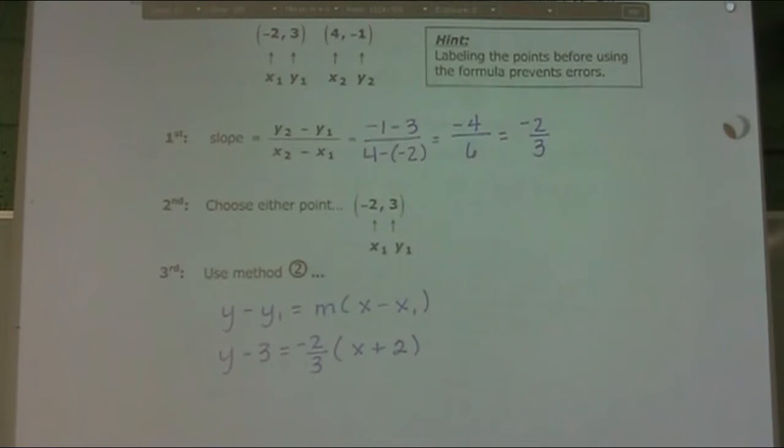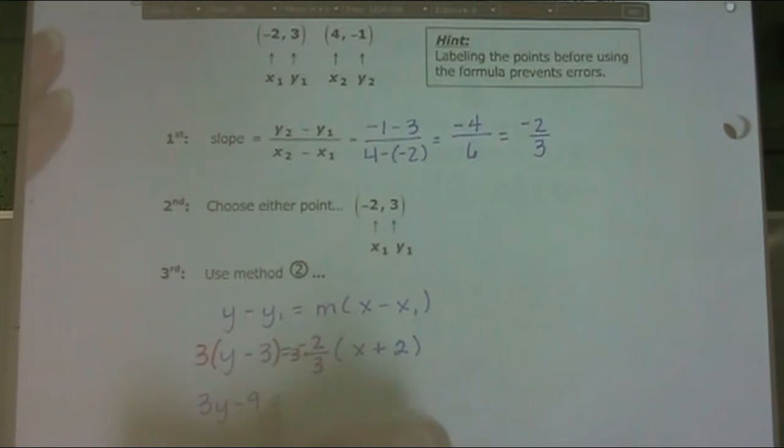So instead of distributing that fraction, my first step is to get rid of it. So I'm going to multiply both sides by my denominator, which is 3. On the left, I'm going to have to distribute. So on the left, I have 3y minus 9. On the right, the 3 and the 3 in the denominator cancel, and I'm just going to distribute the -2. So I have -2x minus 4.